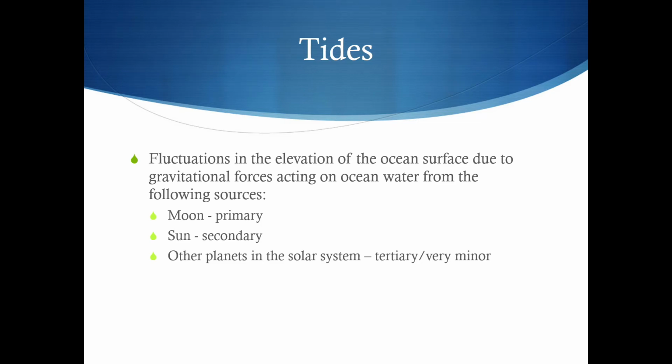And notice that the moon is the primary. Even though the sun is so much larger than the Earth and the moon, it's so far away that its effect is less than the moon, which is only 250,000 miles away. So it's very, very close.